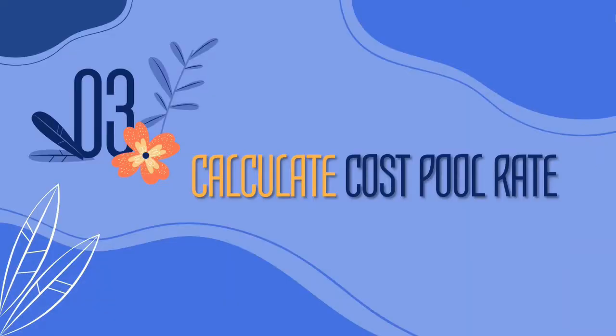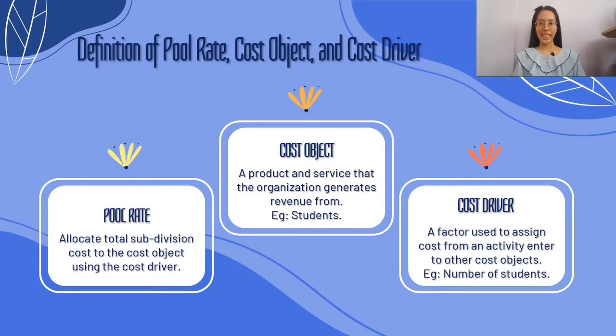The final stage is calculating the cost pool rate. A pool rate is calculated by allocating the total subdivision cost to the cost object using a cost driver. The cost object represents a product and service that the organization generates revenue from, while the cost driver is the factor used to assign costs. As for the institution, the cost object is the students, while the cost driver is the number of students.